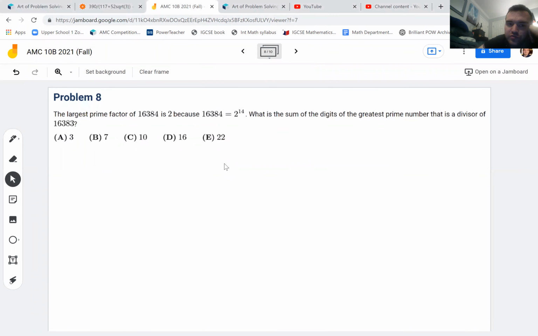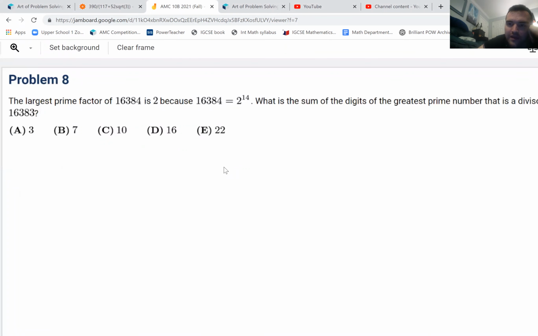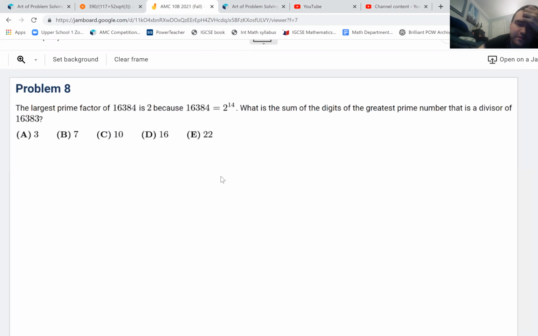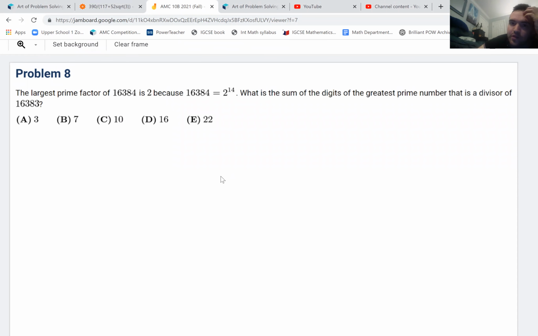Number 8. The largest prime factor of 16,384 is 2, because 16,384 is 2 to the 14th power. What is the sum of the digits of the greatest prime number that is a divisor of 16,383?